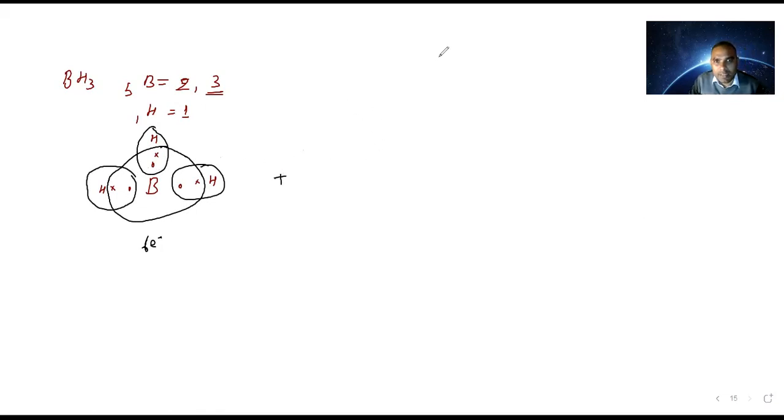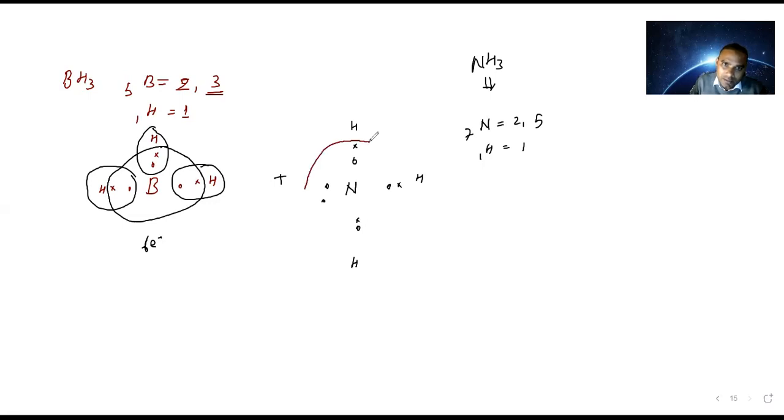Now next we have ammonia, NH3. If you talk about nitrogen, it has atomic number 7, so 2 and 5. Hydrogen is 1. So I'm writing nitrogen: 1, 2, 3, 4, 5. Here is hydrogen, here is hydrogen. So this is the cross, here is the cross, here is the cross. Students, you can make it. This is completing the octet here, no issue about it. This also completes the octet.